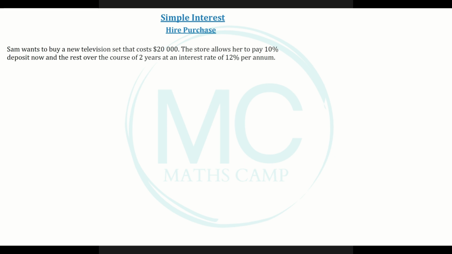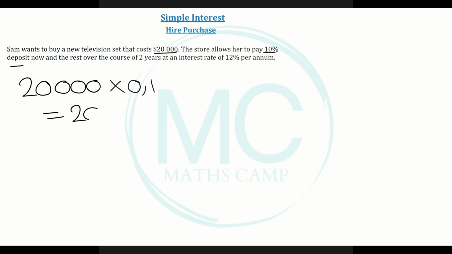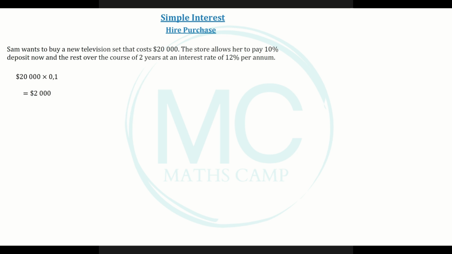Sam wants to buy a new television set that costs $20,000. The store allows her to pay a 10% deposit up front. So let's find out how much that is. So we can say $20,000 for the TV. Let's take 10% and turn it into a decimal. So we can multiply 20,000 by 0,1 and we get $2,000. This is the deposit that Sam is paying.